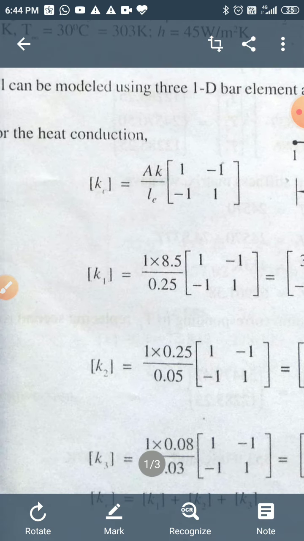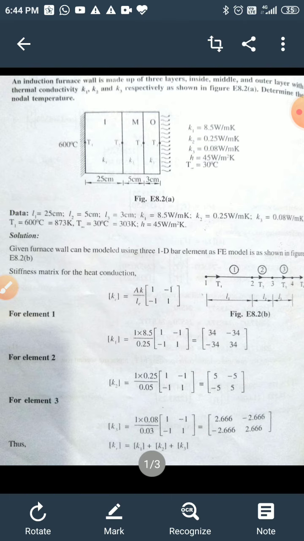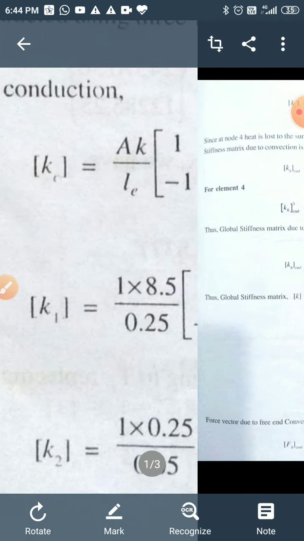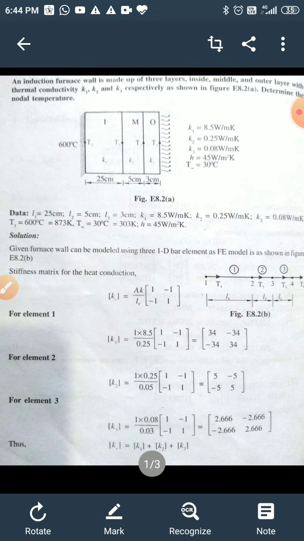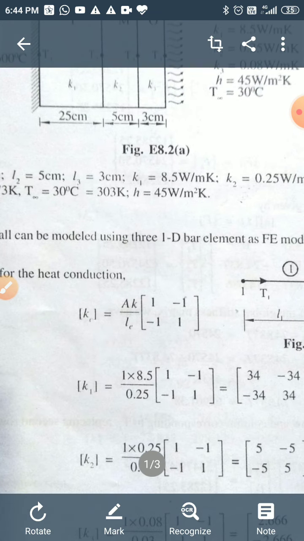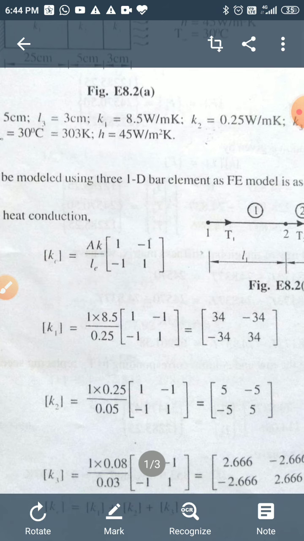Similarly for the second element, K2 is equal to A2 K2 by L2 into the stiffness matrix 1 minus 1, minus 1 1. At that time the elements become 5 minus 5, minus 5 and 5.